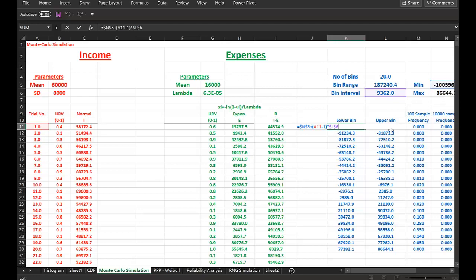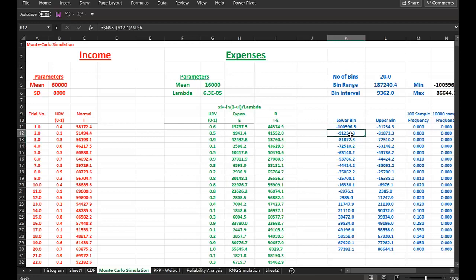Now if I want to find the upper bin limit, we take A11, and I don't have to subtract 1. So this is the minimum plus 1 times the bin interval. This A11 value is nothing but 1, times the bin interval. So this will give me the upper bin and lower bin. Now if I drag this, it will give me the bin sizes in the other bins also.